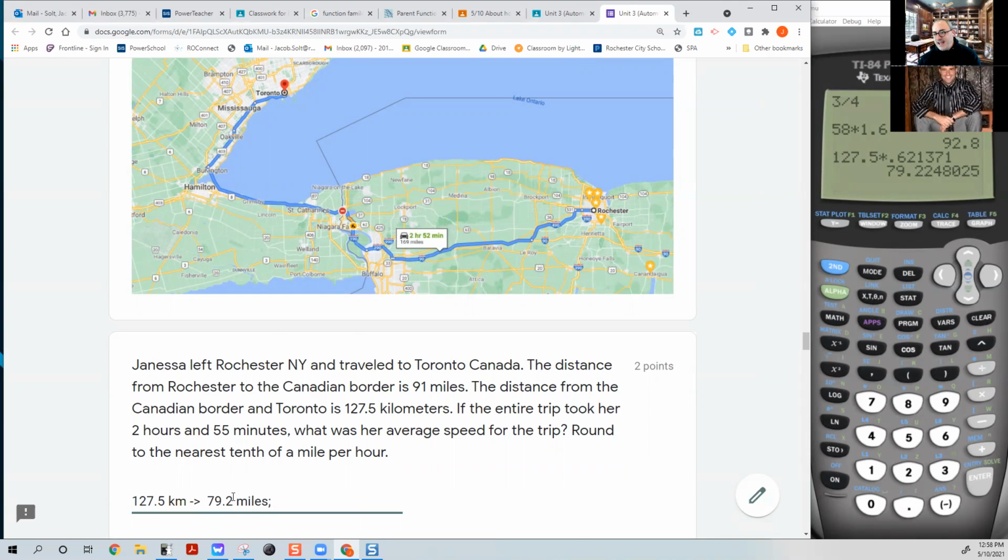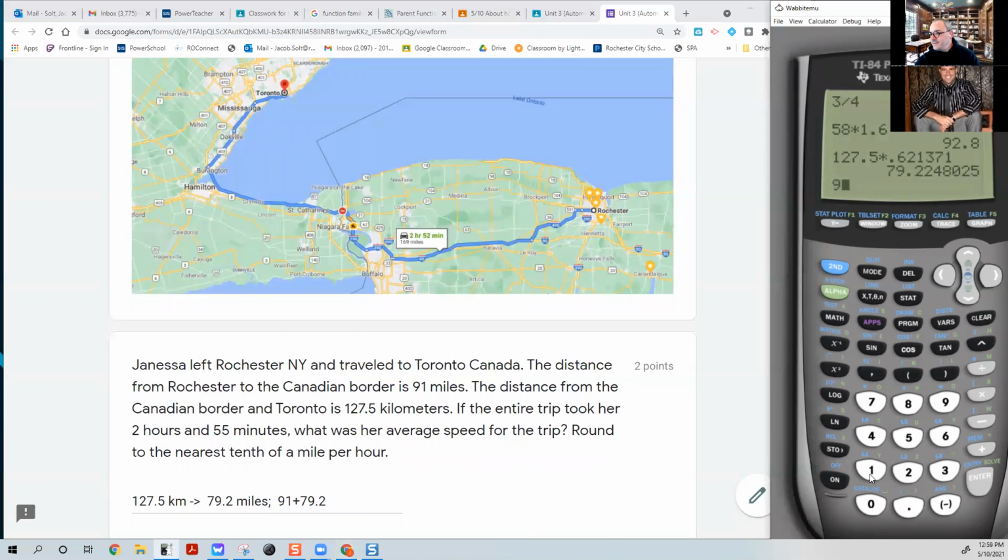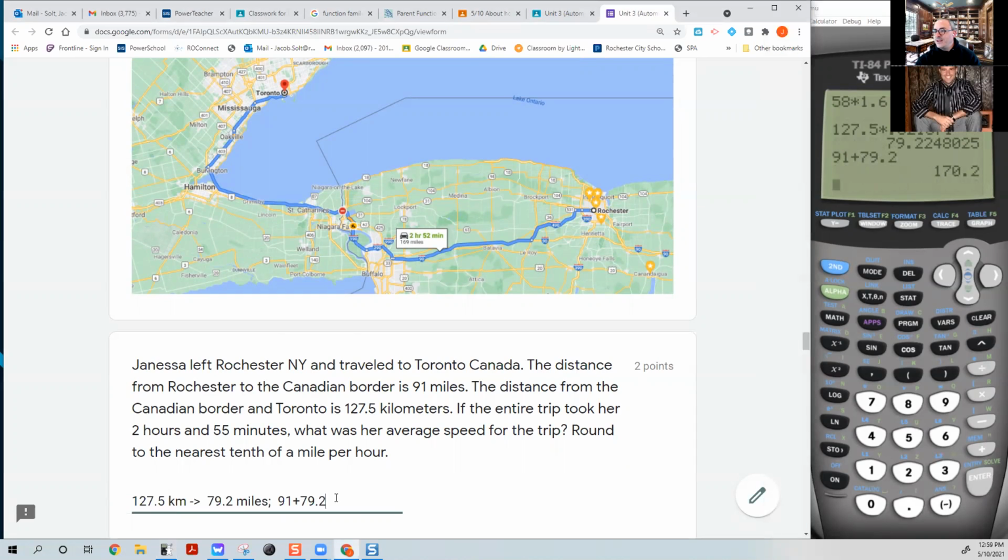Now that I have this, I need a total trip distance. This was 91 miles between Rochester and the border, and there's another 79.2 miles from the border to Toronto. So 91 plus 79.2 gives a total trip distance of 170.2 miles.